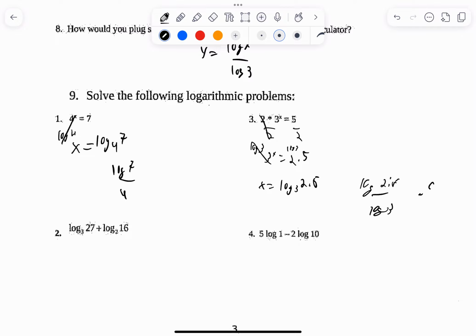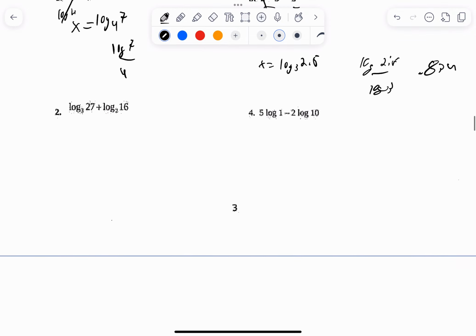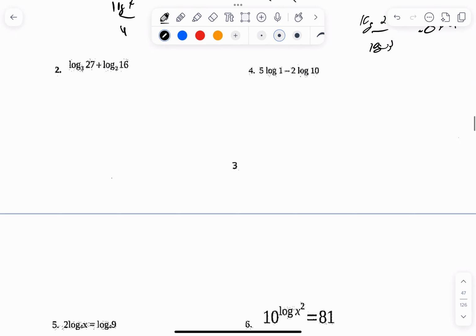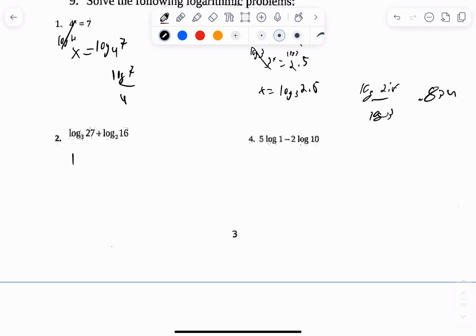Okay, and then you get 0.834. Okay, so now these ones are a bit different. So log 27 over log 3 plus log 16 over log 2. And then basically you can just simplify it. So first we can plug into our calculator this one, log 27.